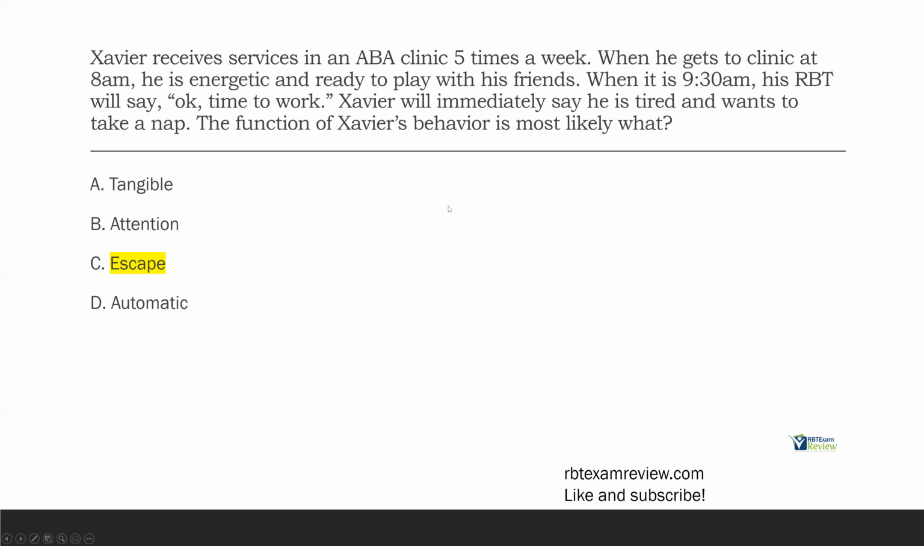Most likely, Xavier is trying to escape. And that's how we need to break down functions of behaviors, right? We need to understand the context, and then we need to understand what the antecedent is here. The antecedent is this: okay, time to work. It's not like we've removed an iPad from Xavier. It's not like we weren't giving Xavier attention or putting attention elsewhere, right? We're saying, let's work. Xavier's saying, I want to do something else. Xavier's trying to escape.